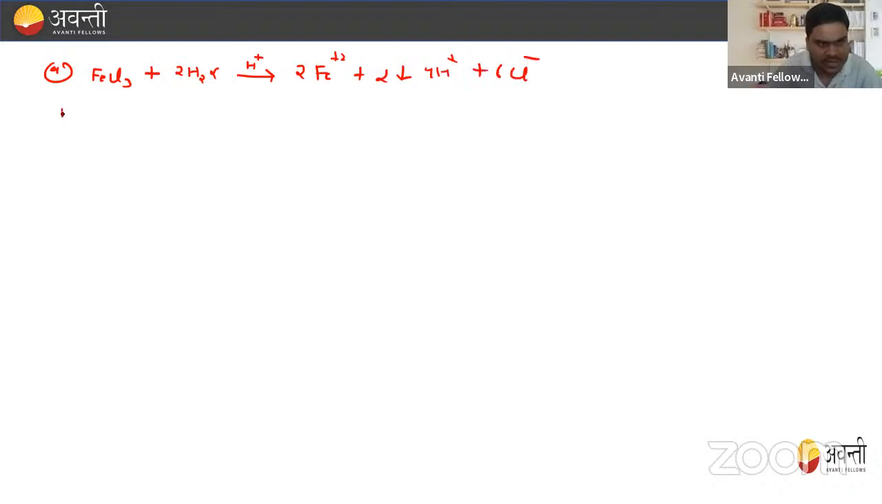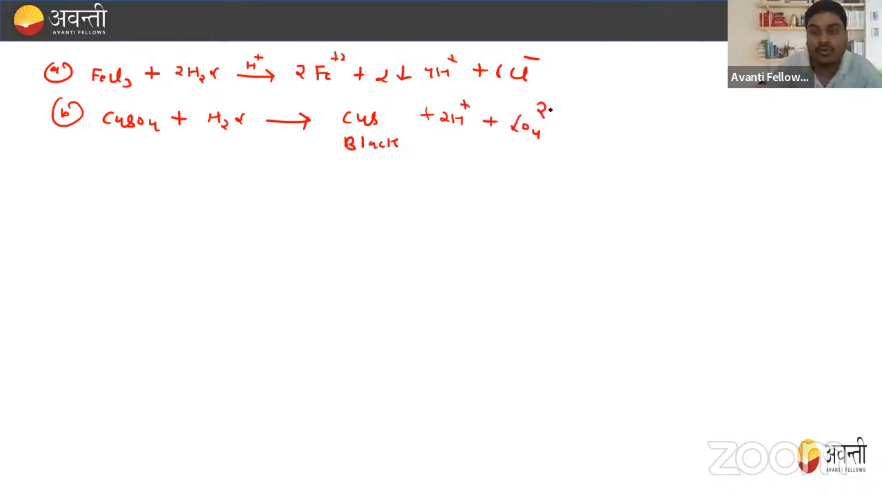In a similar way, in case of B, when copper sulfate is treated with H2S, it will give copper sulfide, which is black, 2H+ and SO4 2-.